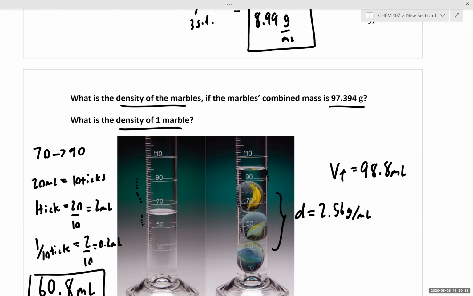And I think it would be the same, exactly right. The density doesn't depend on the amount of an object. It only depends on its identity. So the 3 marbles has the exact same density as 1 marble. That's a really important point for density.